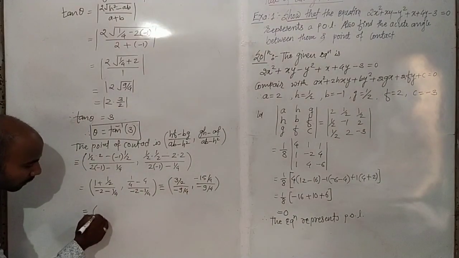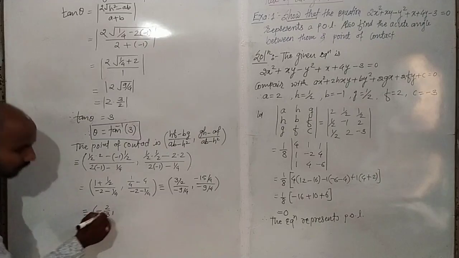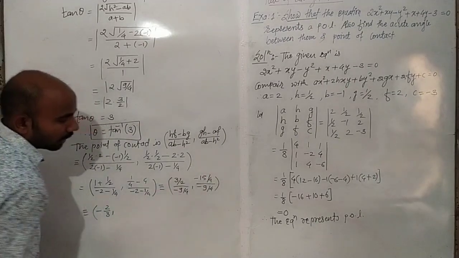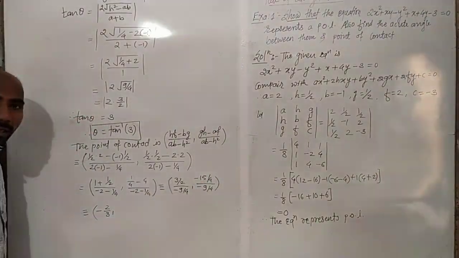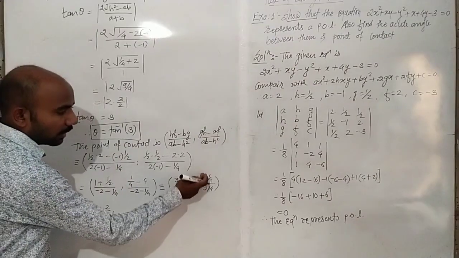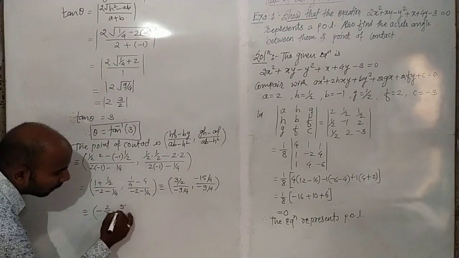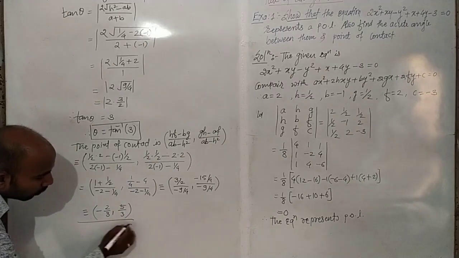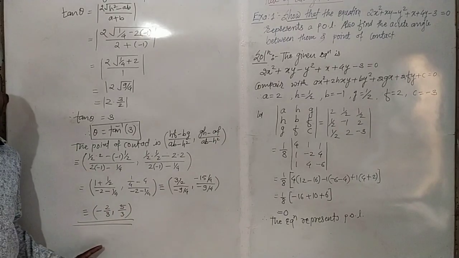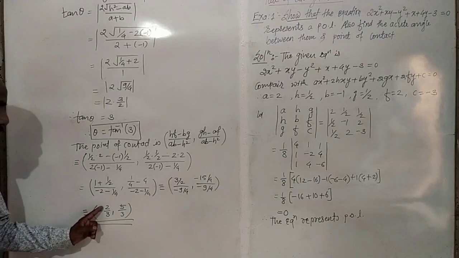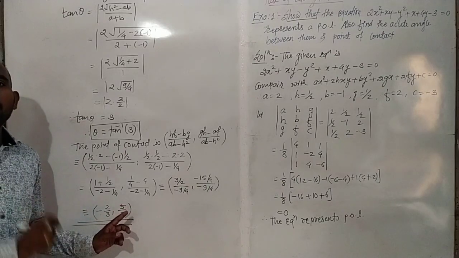So we have here minus 2 by 3 and here 4 4 cancel, minus 15 by 9. So 3 factor is cancelled, so minus 5 by 3. So we have here minus minus plus 5 by 3. So this is the point of contact. The required point of contact is minus 2 by 3 and 5 by 3.